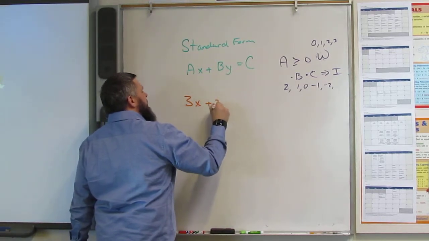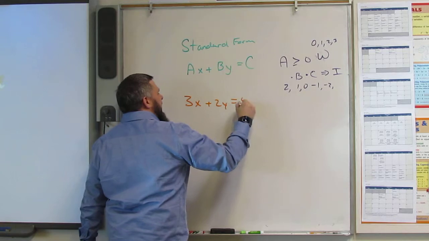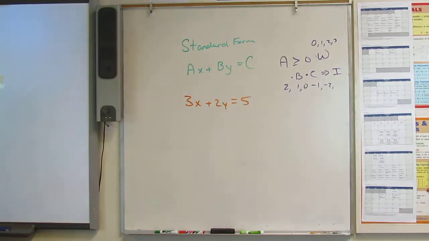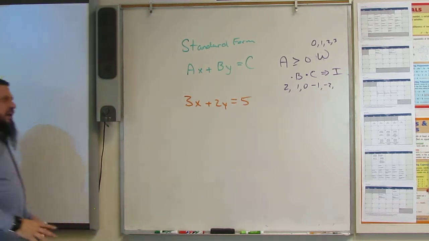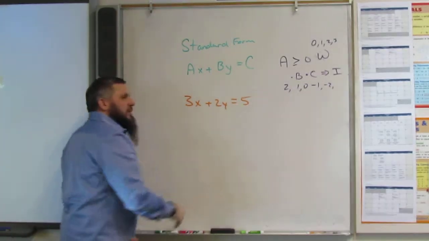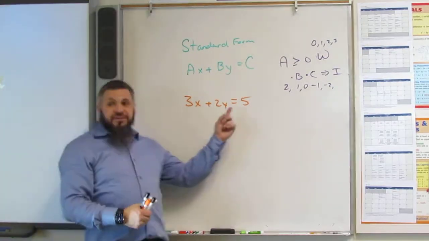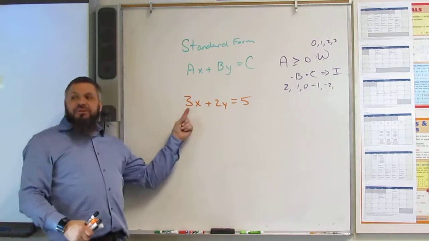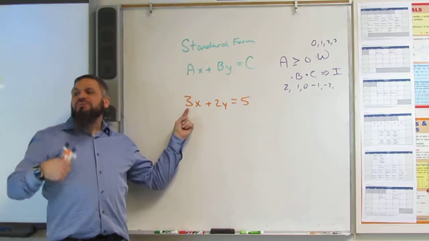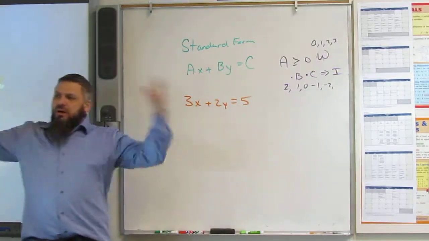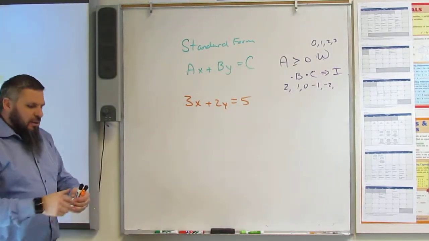So, when I say that, if I have 3x plus 2y equals 5. Is that in standard form? Yes. Is it Ax and then a number? Yes. Is this a whole number and it's not negative? And these are all integers. Yeah. Okay? What about this one?